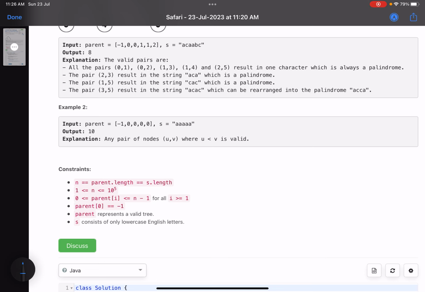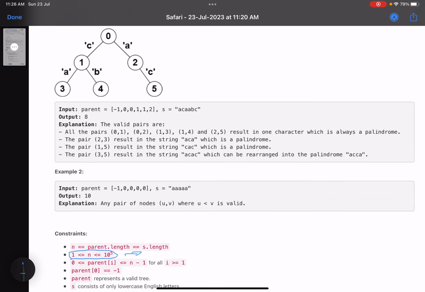Let's look into the constraints. The number of nodes that you can have in your tree is 10 raised to power 5. That means I cannot just iterate and generate all the pairs. No, that is not at all feasible because this will time out. So now what's the second possibility?